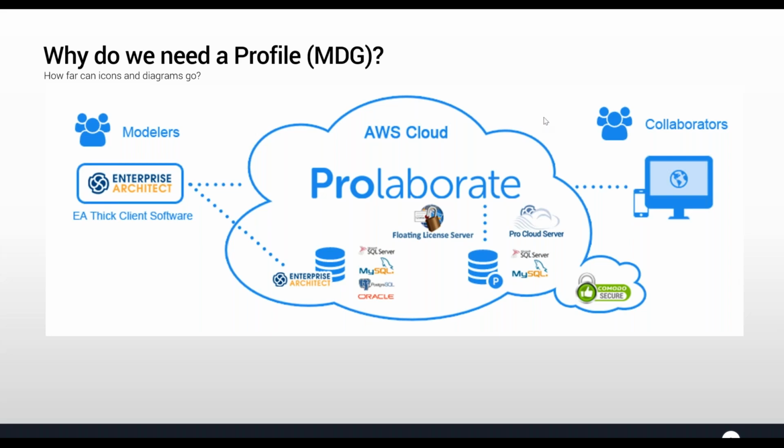Okay, so here I'm showing the typical EA platform deployment that we use, where there is the Enterprise Architect client at the client end-user side, and then there are web browsers for accessing the ProLaborate application, and then everything else is in our AWS cloud. So this is the most simplified version of a deployment that we want to do.